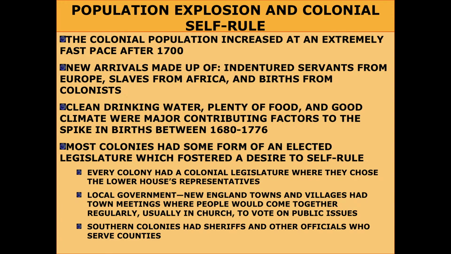I mean, with colonial self-rule, we're not just having colonial legislatures that are colony-wide. We're having local government as well. New England is definitely one to have your local town hall meetings in the church. I mean, come on now. They're going to vote on issues that concern their locality. Southern colonies got some sheriffs going on. Because remember, they're more rural, they're more spread out, so you got the sheriff system, kind of upholding the local law.